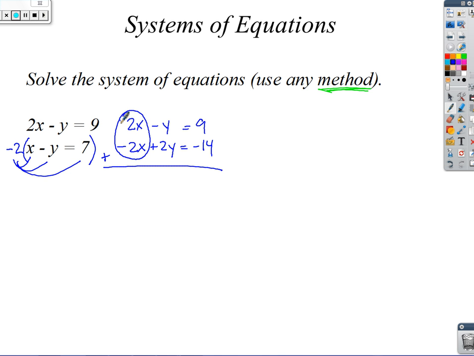Positive 2x, negative 2x makes 0. Therefore, there are no more x's. Positive 2y and negative y make positive 1y. And negative 14, plus 9, makes negative 5. So y equals negative 5.